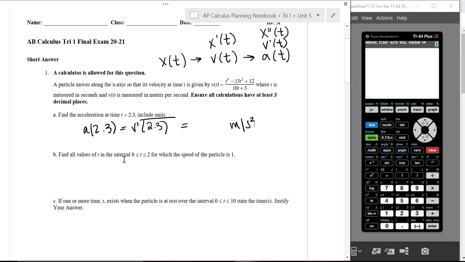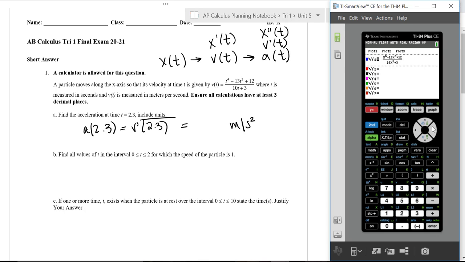Now, I'm asked to do a whole bunch of other things with it that's probably going to require looking at a graph. So I'm going to come over here to y equals. Remember, to get this in here, let me clear this out. You can go to alpha y equals to get that stacked fraction, that way you do not have to worry about order of operations. And I'm just going to get this typed in.